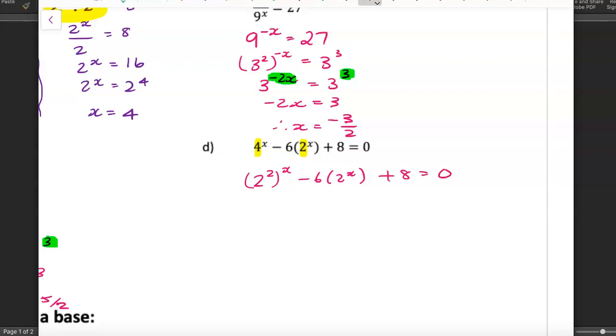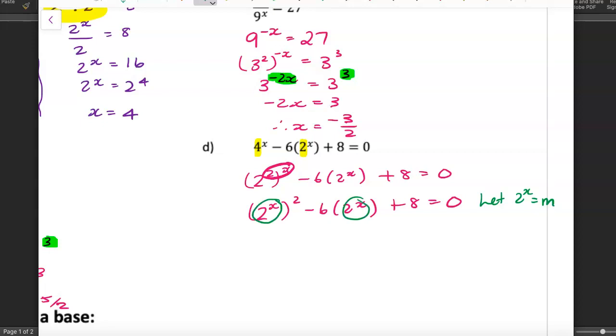Then what it makes me realise as I expand out this power to a power, I've got 2 to the power of 2x. Or in fact, if I wanted to swap them around, I've got 2 to the power of x, squared. Subtract 6 times 2 to the power of x, plus 8. This reminds me very much of a quadratic. If we let 2 to the power of x be represented by m, I could replace each 2 to the x with an m, simply saying m squared take 6m plus 8 equals 0.